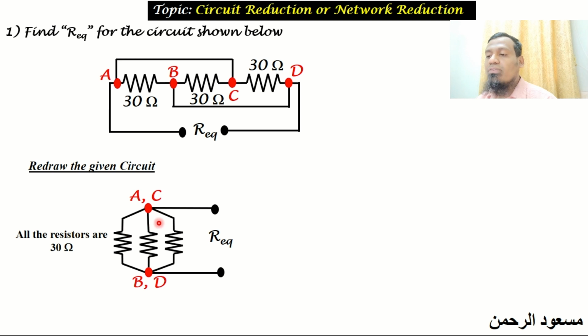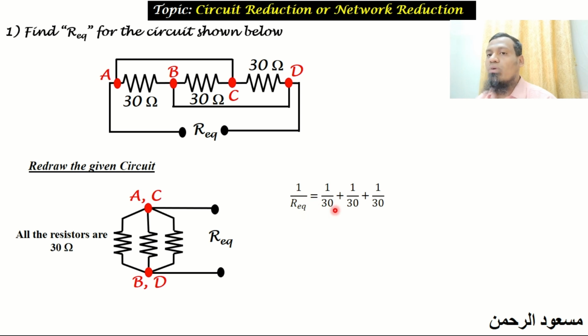As the current is dividing into three parts, we can come to the conclusion that these three resistances are in parallel. You have already studied that the equivalent resistance of parallelly connected networks is given by 1/R equivalent = 1/R1 + 1/R2 + 1/R3. Here all the resistances R1, R2, R3 are of equal value, 30 ohms.